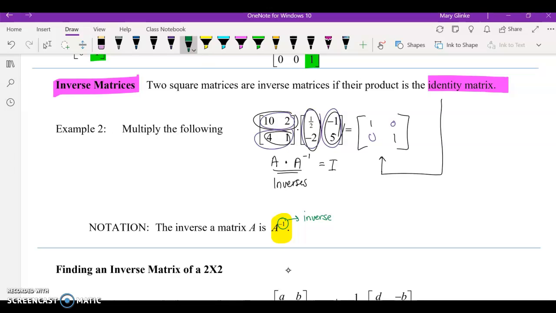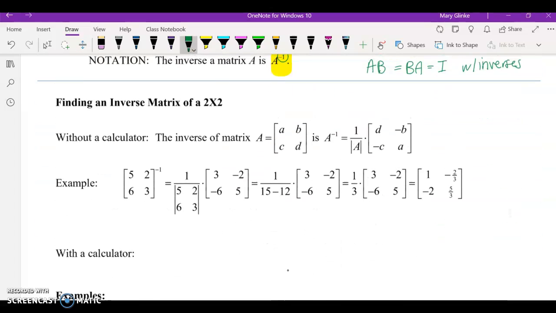Now, something interesting about inverses is if you have A times A inverse, you get the identity matrix. But also, if you do the inverse first times A, you will still get the identity matrix. So, if you have A times B and B times A, and you both get the identity matrix, it works. Those are inverses. So let's go ahead and talk about how we find an inverse matrix.